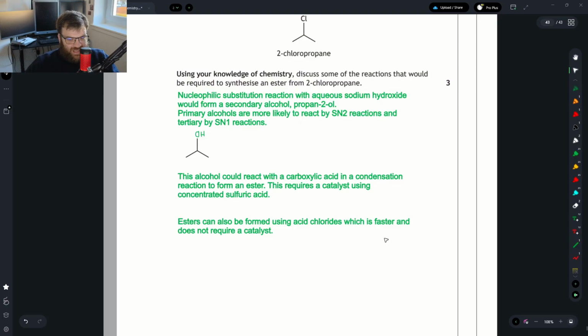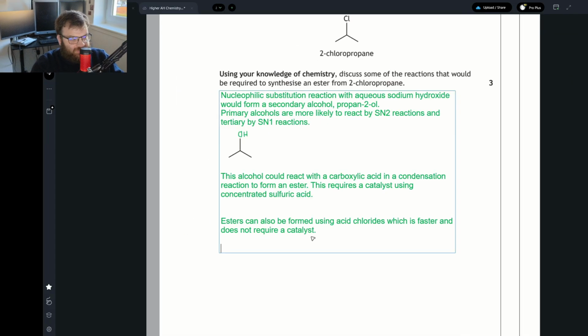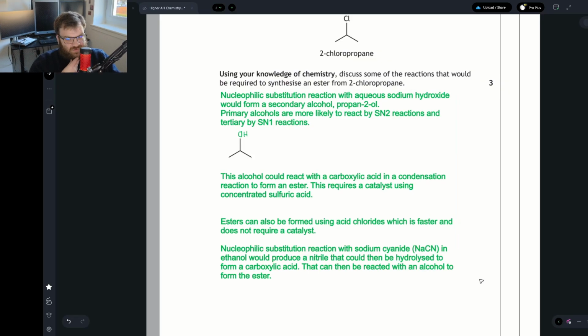Another way of making the esters would be using the acid chlorides to react with the alcohols to form the ester, and that's faster and does not require a catalyst. Yeah, I've been kind of racking my brain to see what I could do for this. You could turn it into a nitrile, and then hydrolysis of the nitrile would make the carboxylic acid, and the carboxylic acid could react with an alcohol to form the ester. That would be another option.